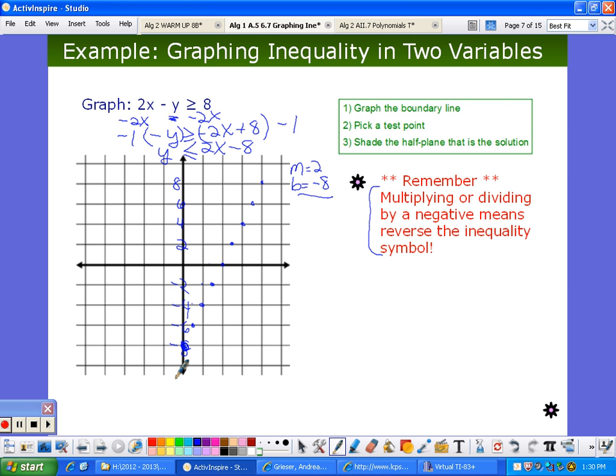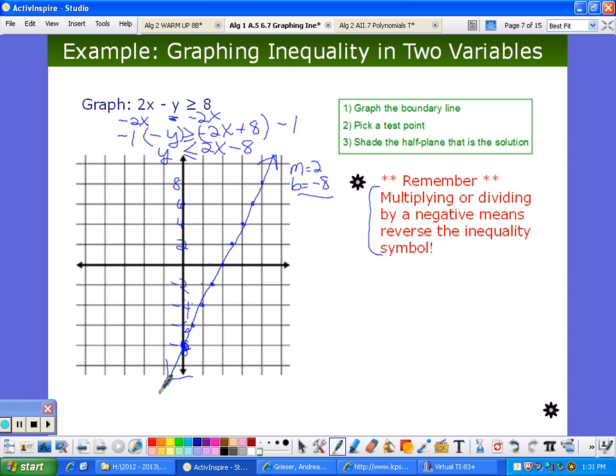I just don't willy-nilly draw your line. Go back and look at the sign. What kind of sign is this? Greater than or equal to? So what kind of line am I going to make? A nice solid line. That means that the points on this line are solutions because of the equal. If this was an equation, that would be all you get.